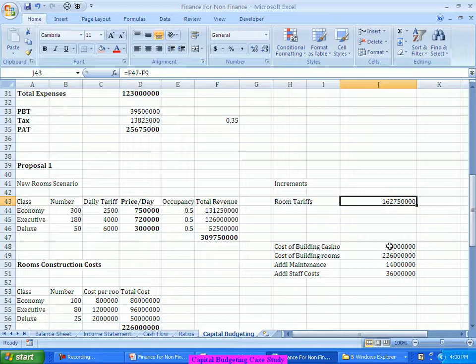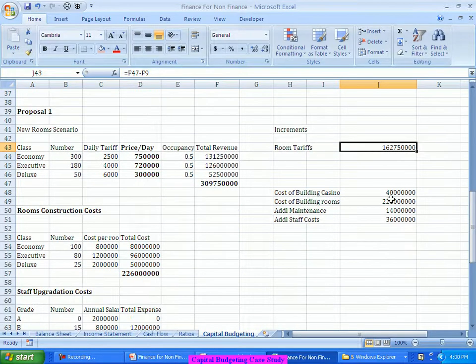If the original was there, every year I would have got only 14.7 crores. Because of the new, every year I will get 30.97 crores, which means every year. So this is an annual kind of a number. Every year I will get 16.275 crores extra.